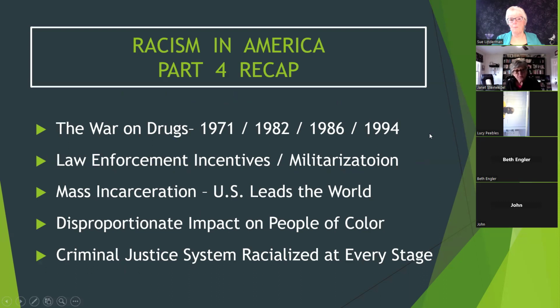Just a quick recap from last week, where we looked at America's criminal justice system, specifically the key events of the war on drugs, beginning with President Nixon in 1971, President Reagan in 1982 and 86, and President Clinton in 1994. We saw how law enforcement incentives have led to the militarization of our police forces.